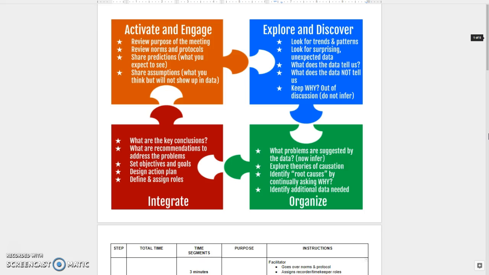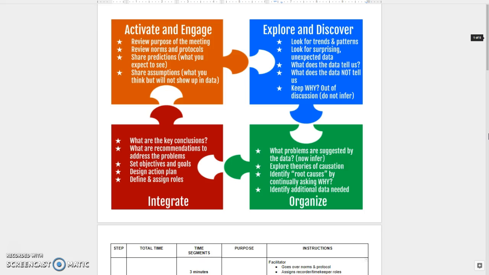I also liked a model I saw that said this is a time that you share predictions, which is what you expect to see, and a time to share assumptions, which is what you think it is, but it won't necessarily show up in the data. And this is just a brief time period, but it's a very important stage just to get everybody ready to jump into the project.